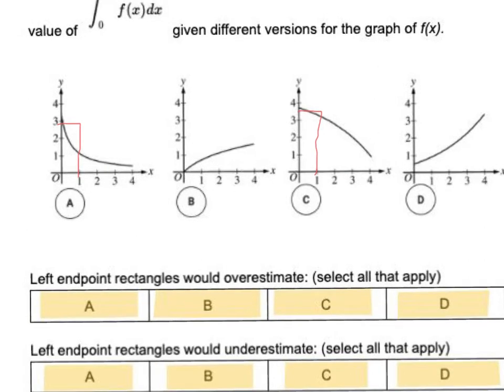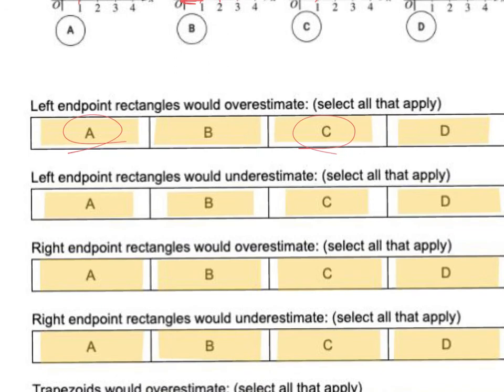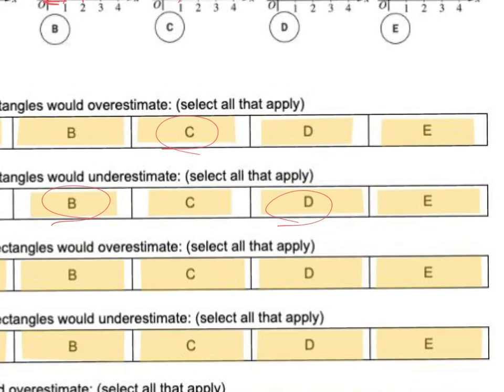And here's my first rectangle here. Here's my first rectangle. It's right there, 0. Then my next one, underestimating. So left endpoints would overestimate if the function is decreasing, so that's A and C, and then left endpoints would underestimate if the function is increasing, and so that then is B, D, and E.